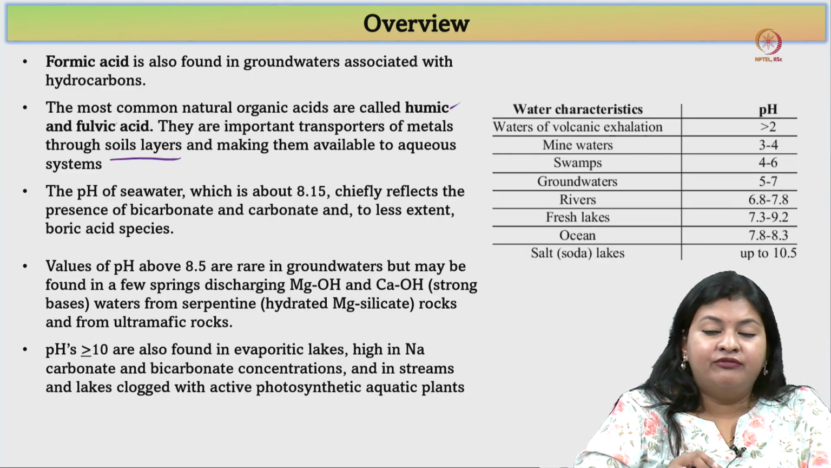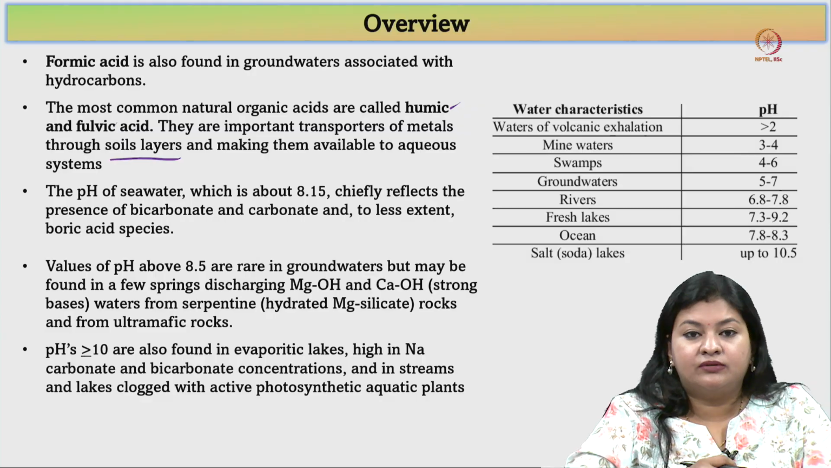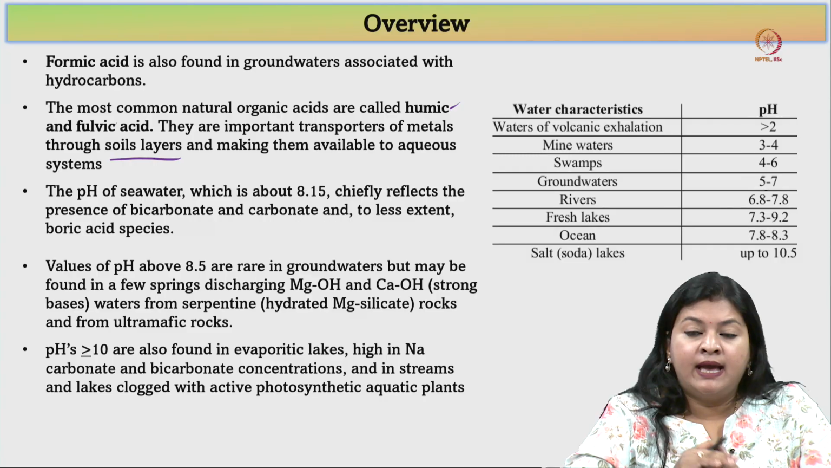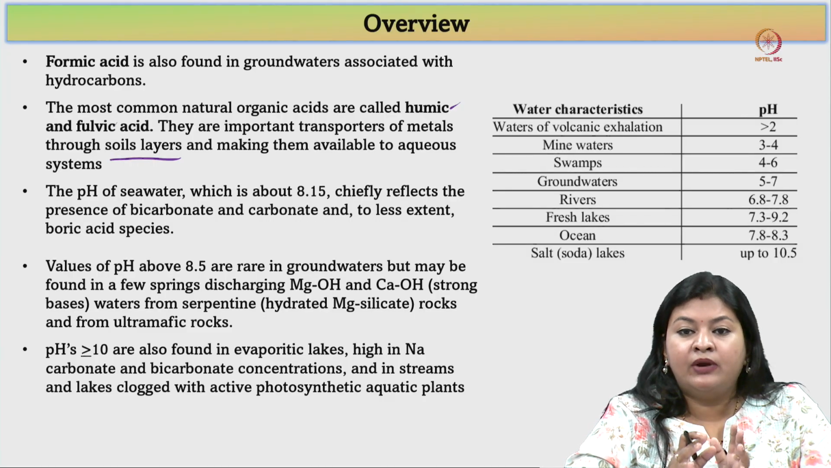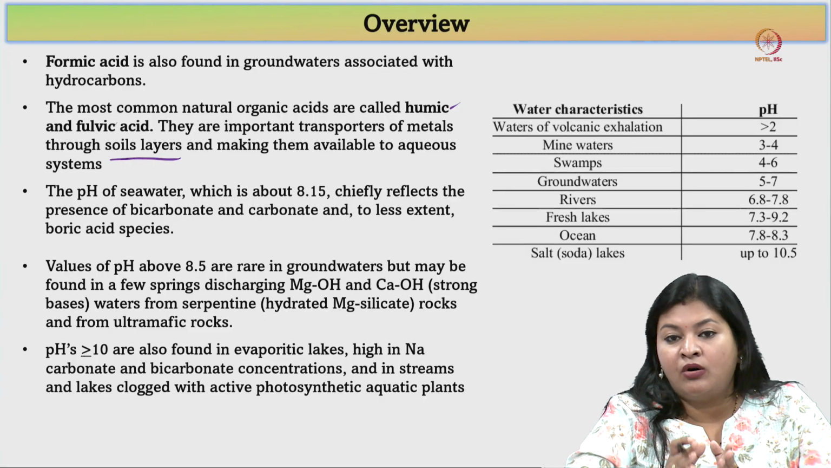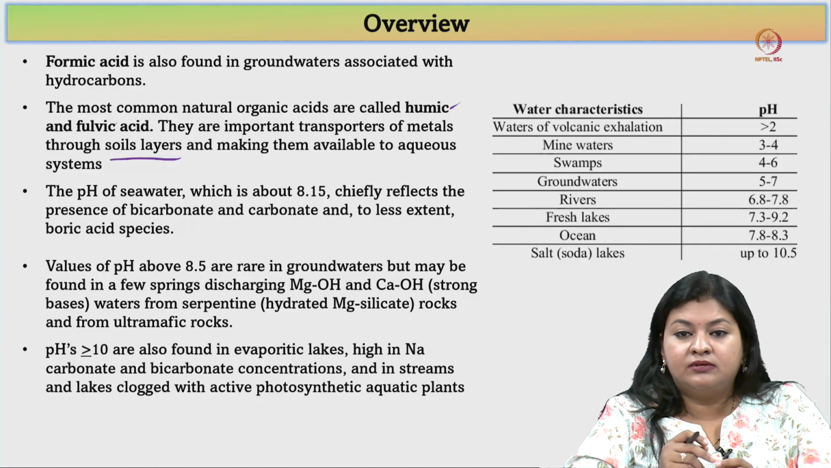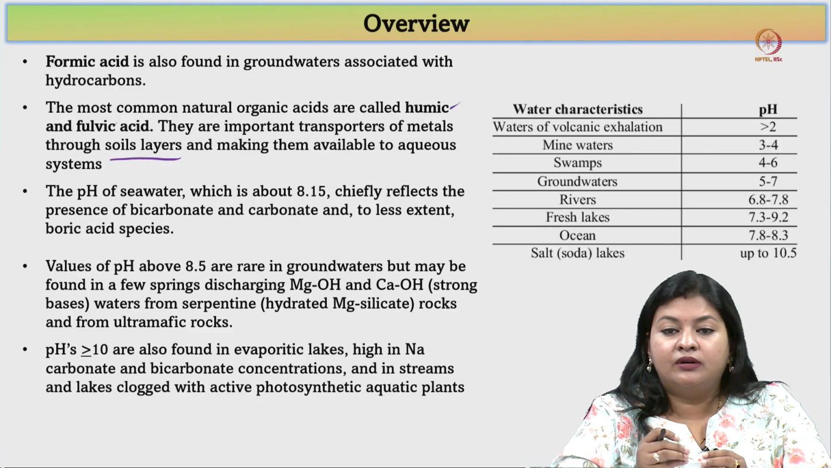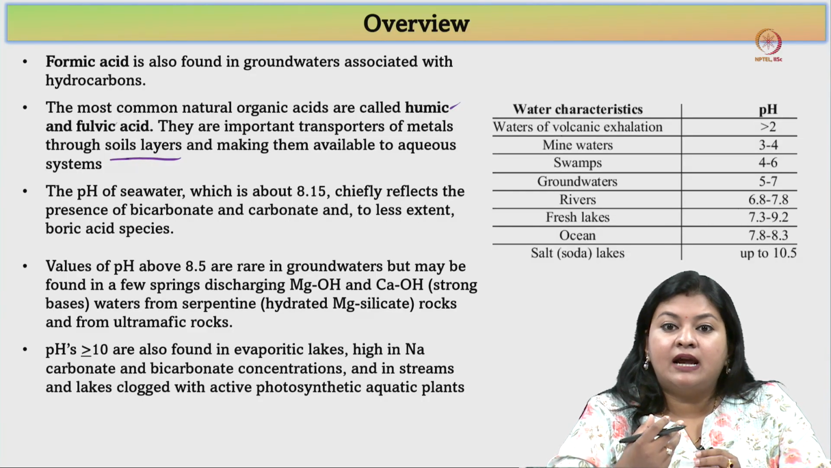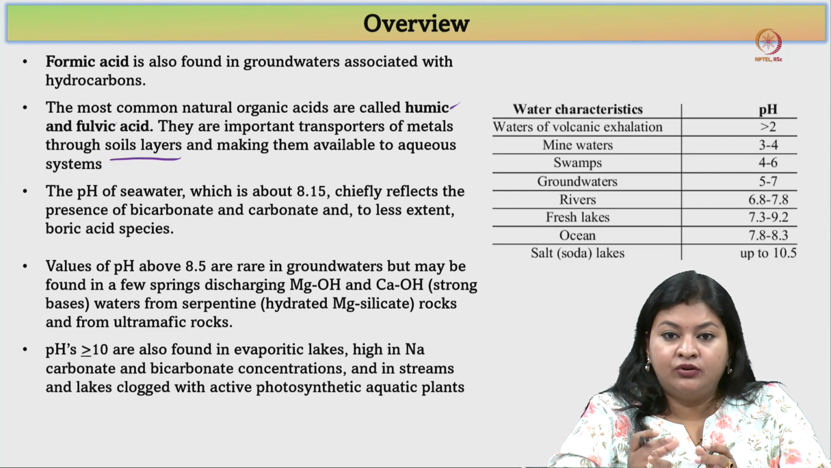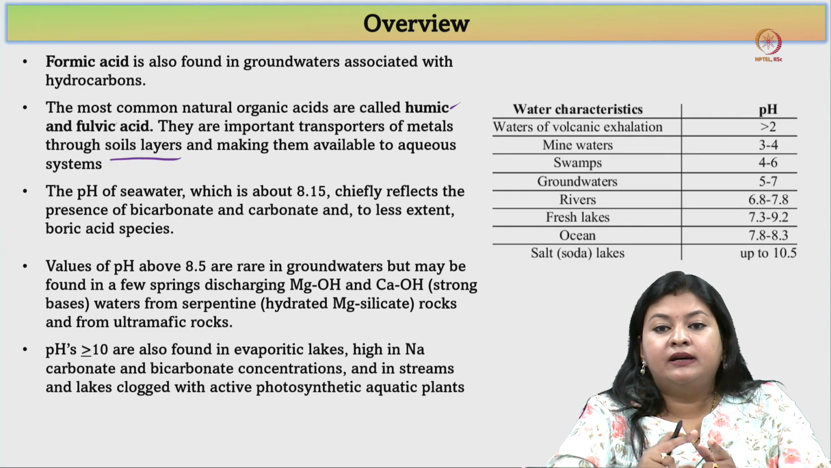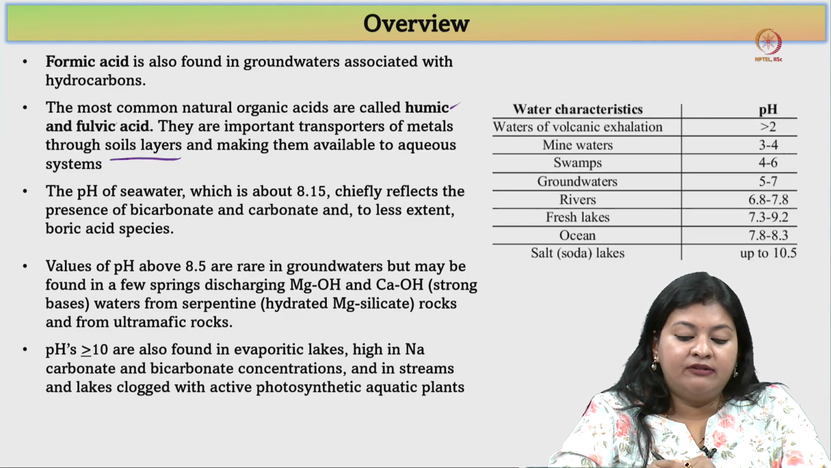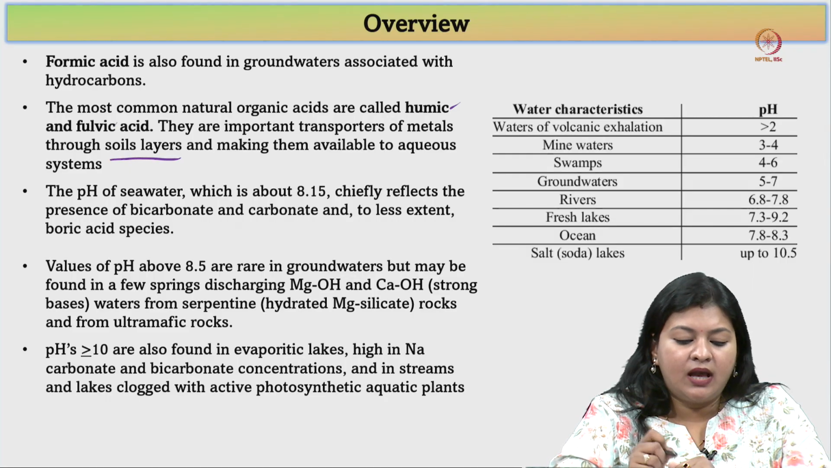Okay. Now let us see some higher values. Some higher values are found in groundwater that is interacting with high calcium magnesium rocks, because they start dissolving and weathering, and that will produce more bicarbonate ion during that interaction, and that bicarbonate ion will make it more alkaline. And in evaporitic lakes, higher bicarbonate again.